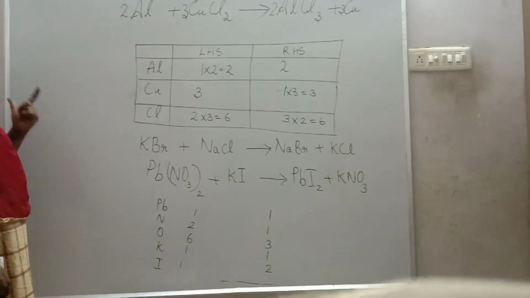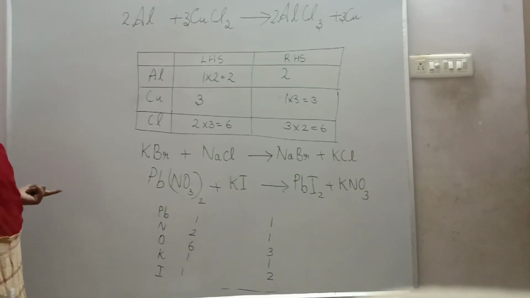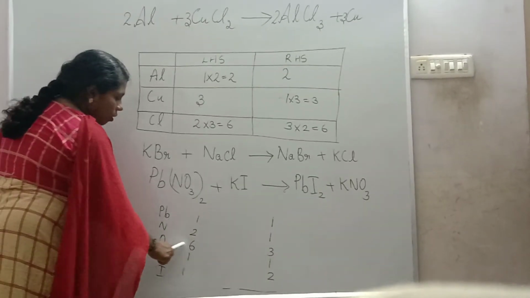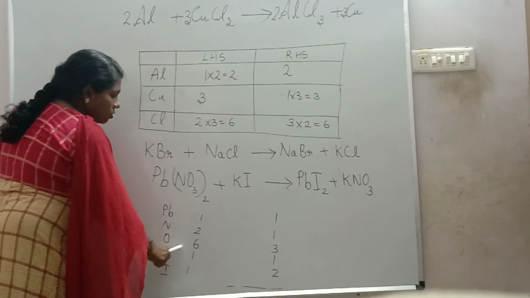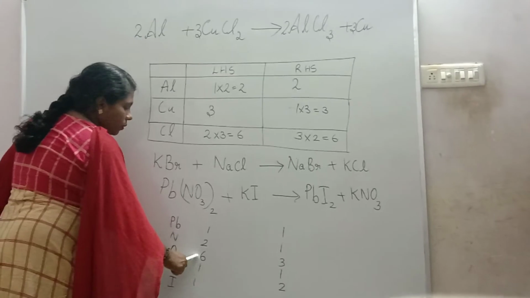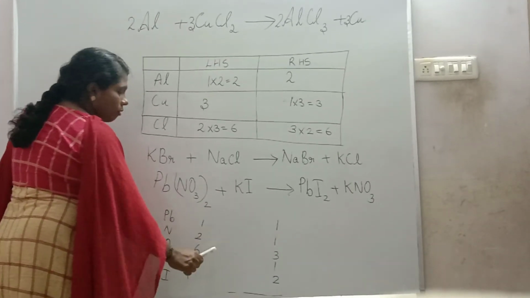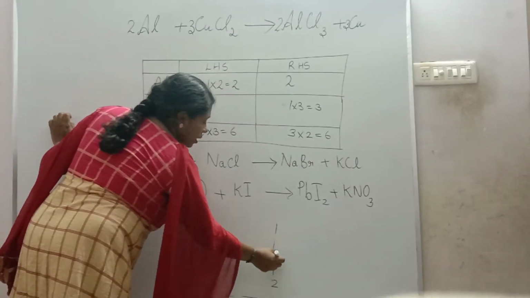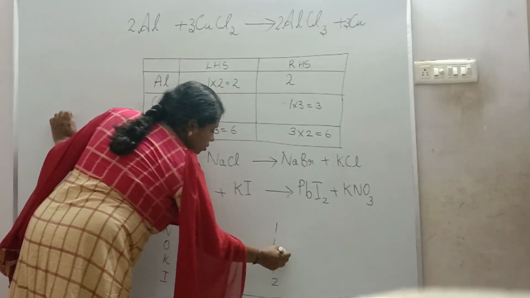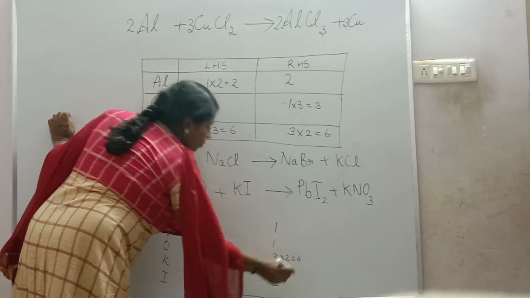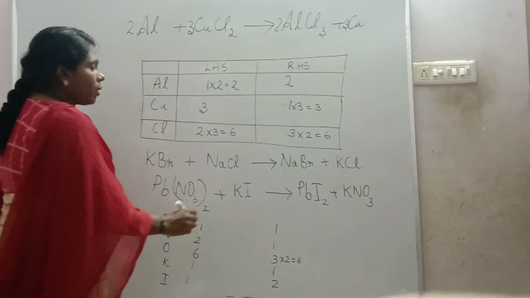Which element has the more number of atoms? Oxygen. Oxygen has 6. So begin balancing the equation with oxygen. We need 6 oxygen. What do we want to do? Here I have 3 oxygen atoms, so multiply this 3 with 2. You will get 6, and put that 2 as the exponent there.